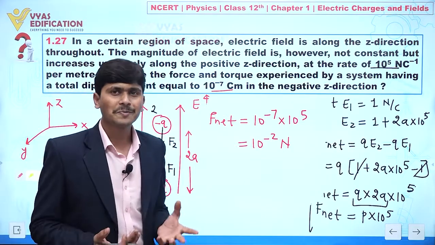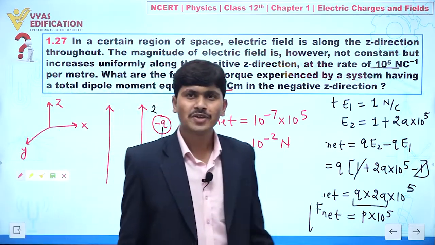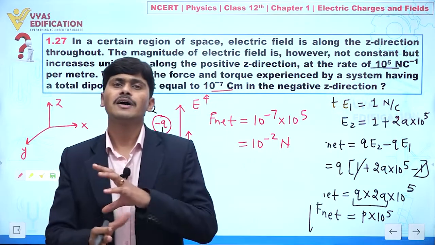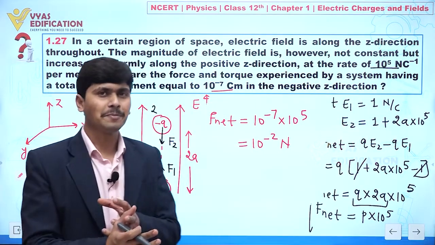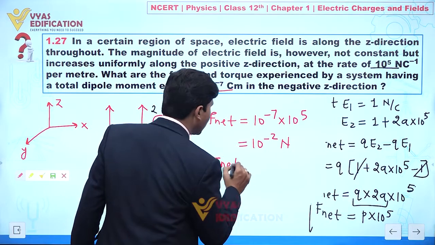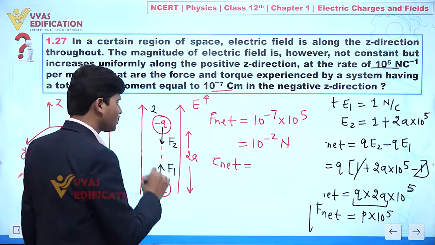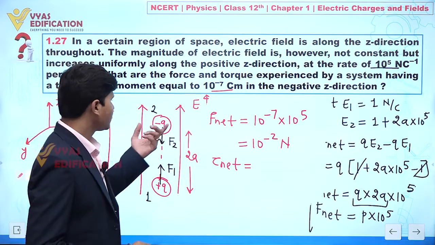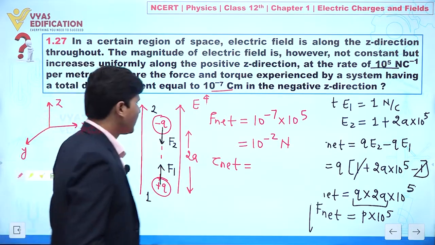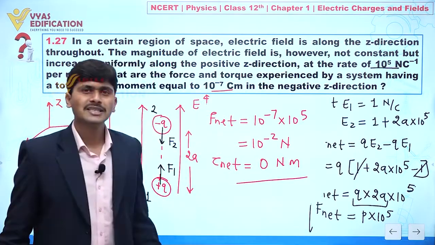But what about torque? Both forces are acting along the same line, so they will not rotate the dipole. So the final answer is: the net force is 10 to the power minus 2 Newton, and the direction is definitely from minus Q to plus Q, because this force is more compared to the other one. And the net torque is 0. So this is all about this question.